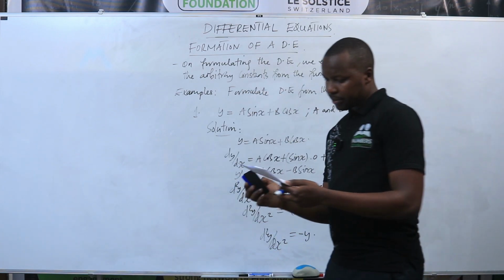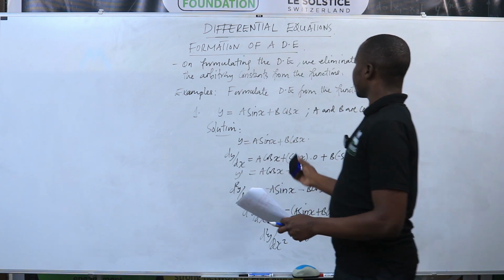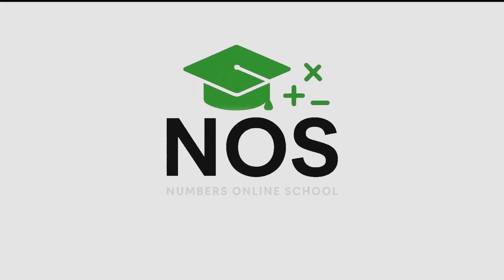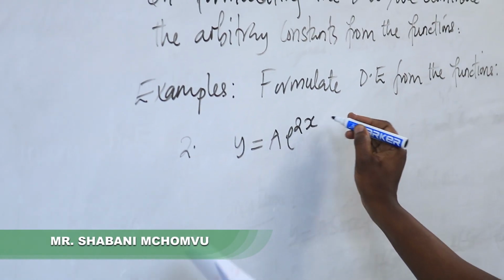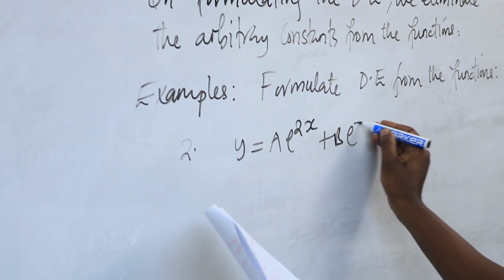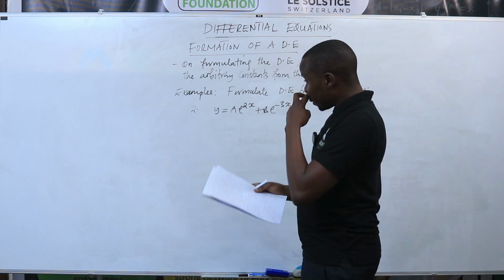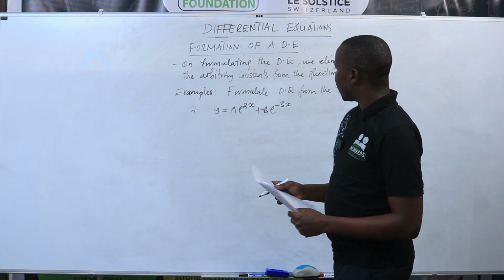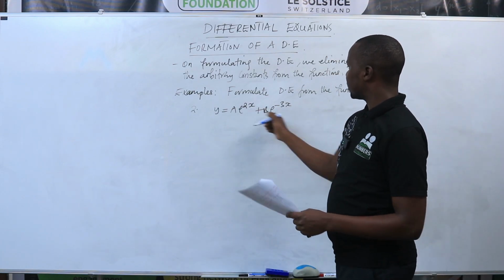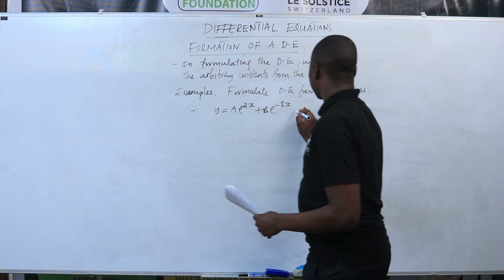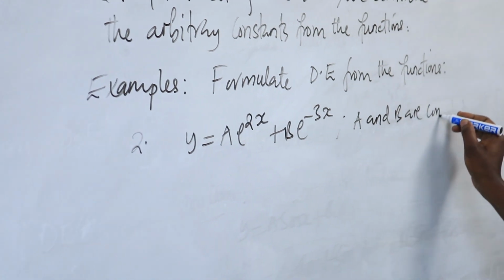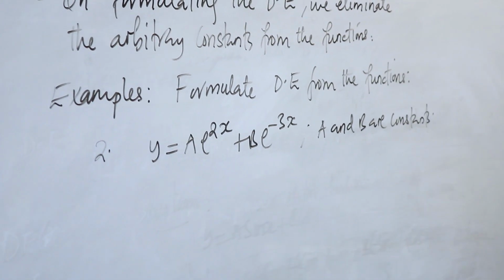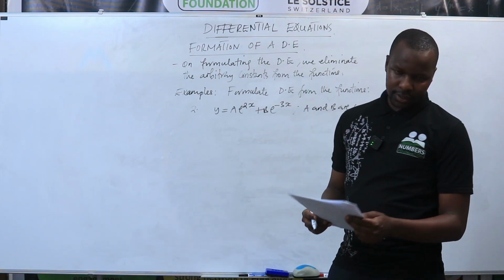Now let's switch to example number 2 of different functions. y equals a e raised to 2x plus b e raised to negative 3x. That is a function involving an exponential function. It involves Euler's e, exponential functions. From this function here, a and b are constants and have to be eliminated.